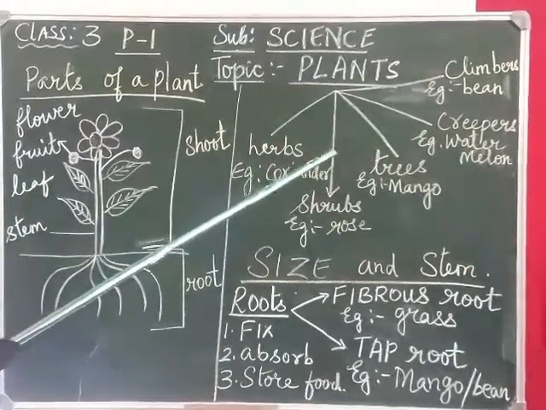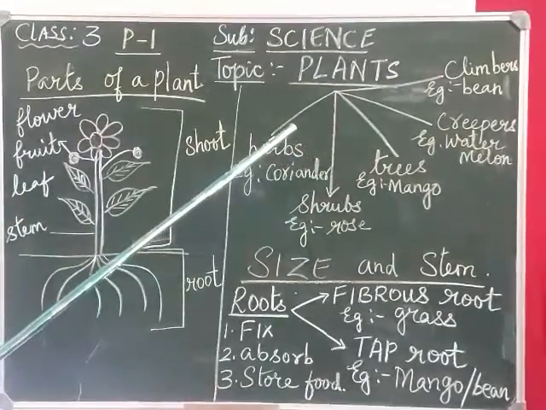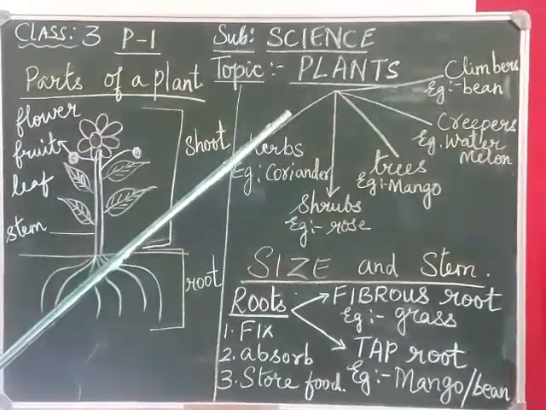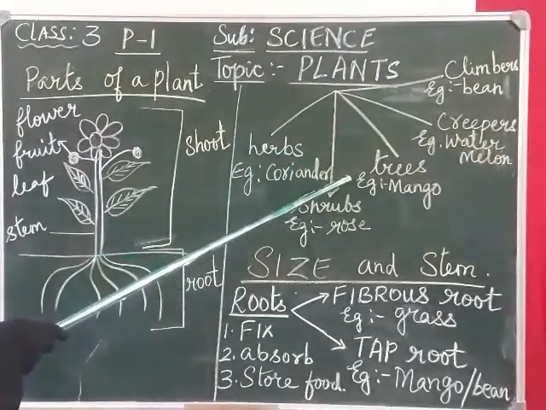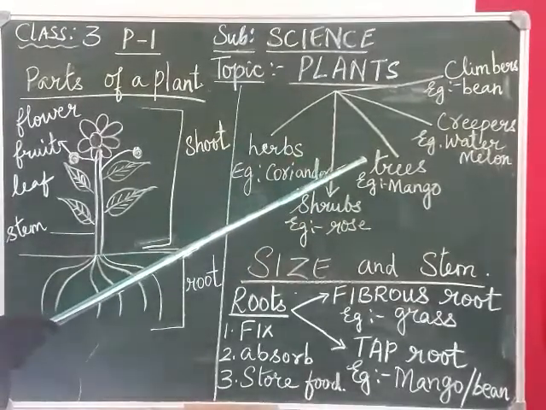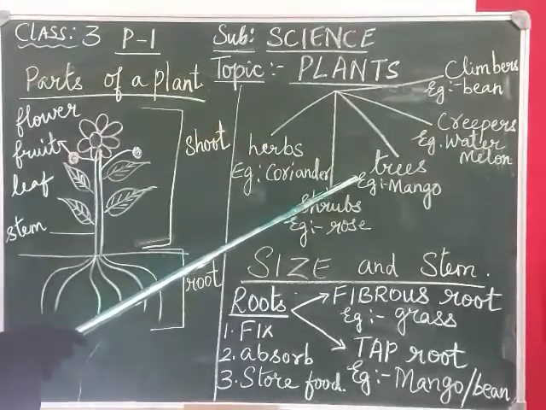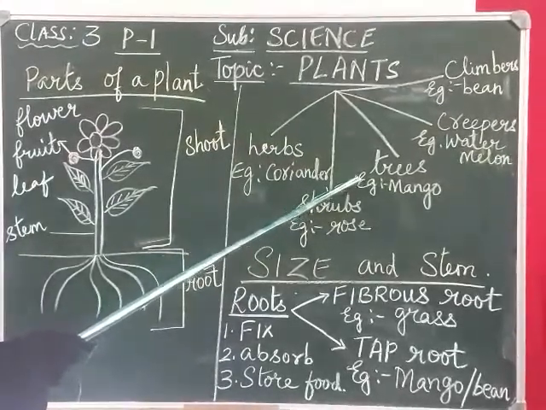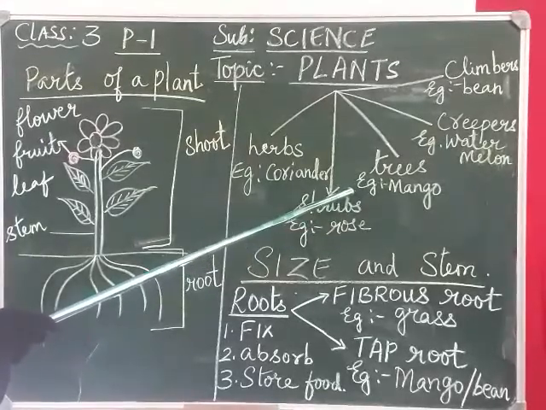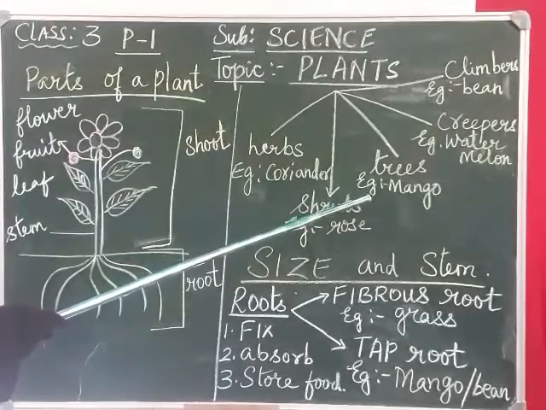Okay, next we have trees. Now trees are big plants. Big plants are called trees. They have thick woody stem. You all must have seen near your houses or in parks, there are very big trees. For example, banyan tree, peepal tree, mango tree.